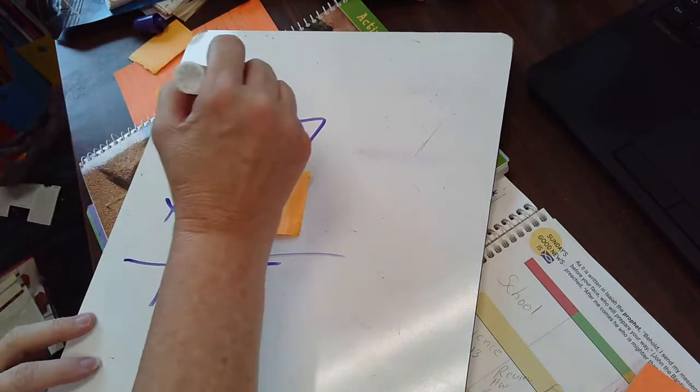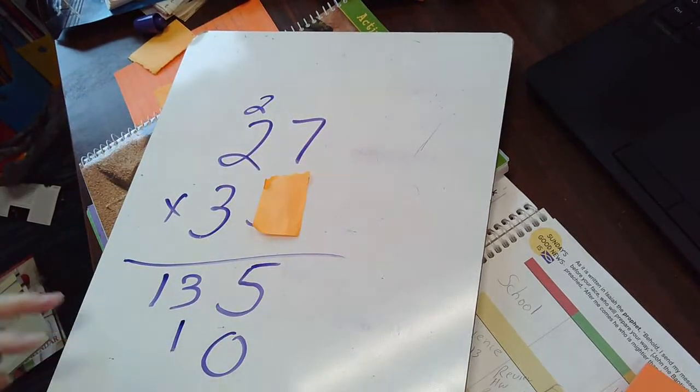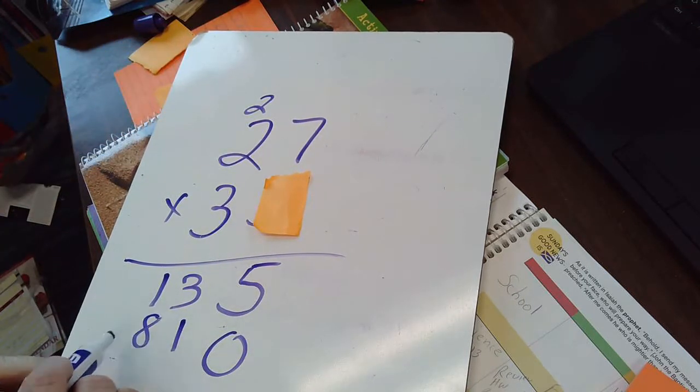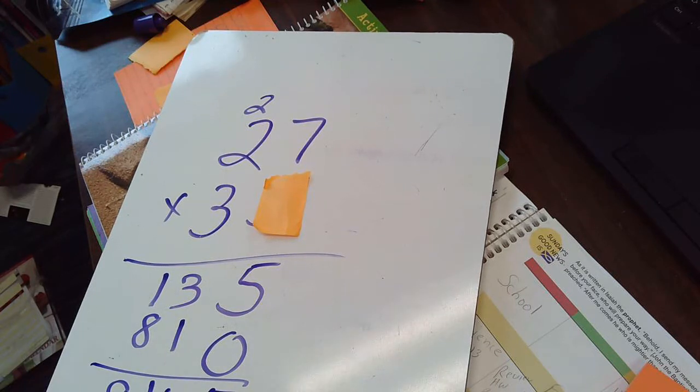3 times 7, 21. 3 times 2 is 6, plus 2 is 8. And then I can add, and I'm done.